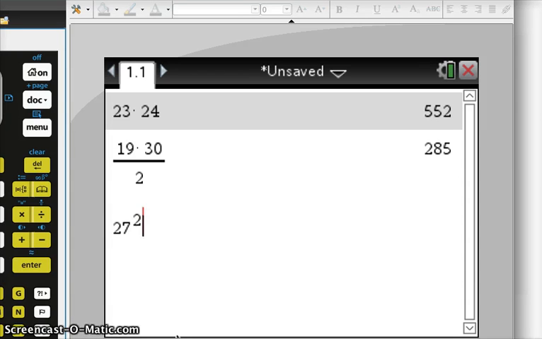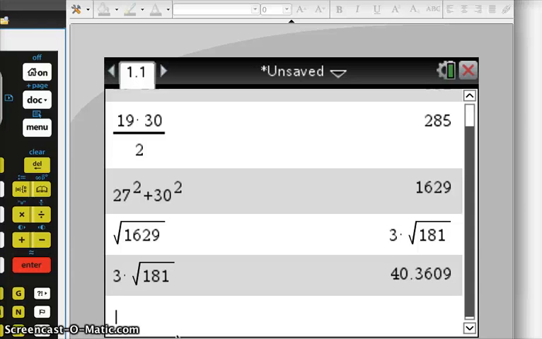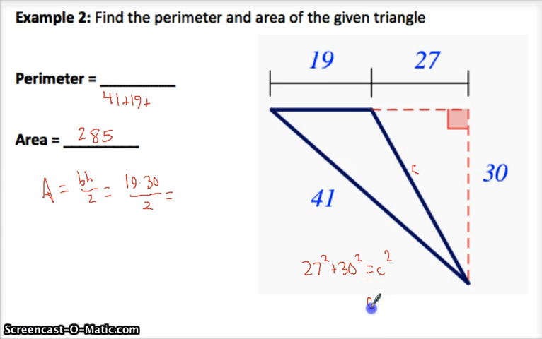27 squared plus 30 squared, because I'm looking for the hypotenuse here. That's that. I got to take the square root of that. Square root of the answer gives me some yucky number, but I might want to know what that is. Square root of 1629. You know what? I don't mind writing square root of 1629. If you want a decimal, there you go. But I'm going to write the exact square root of 1629.